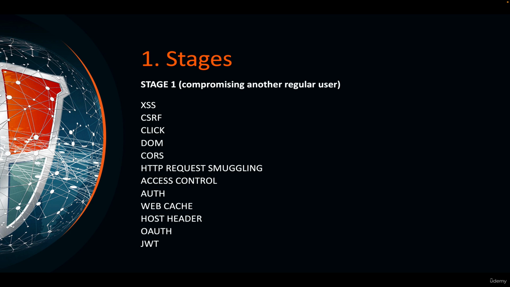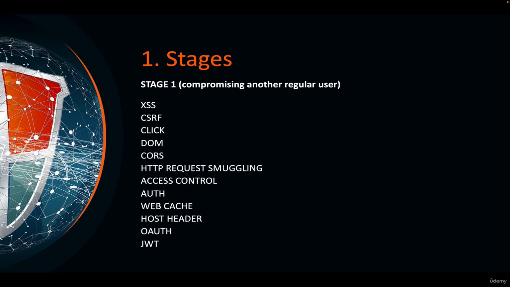When we talk about the stages, remember, stage 1 is compromising another regular user. These are all the vulnerability classes which are potentially important in stage 1: cross-site scripting, CSRF attacks, clickjacking, DOM-based vulnerabilities, CORS, HTTP request smuggling, access control issues, authentication, web cache poisoning, host header attacks, and OAuth flows. Those are really the only ones applicable in the first stage. This is very important to keep in mind, because you're not supposed to look at other vulnerability classes which are not listed here for stage 1.